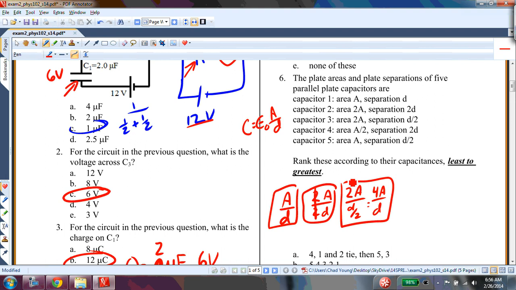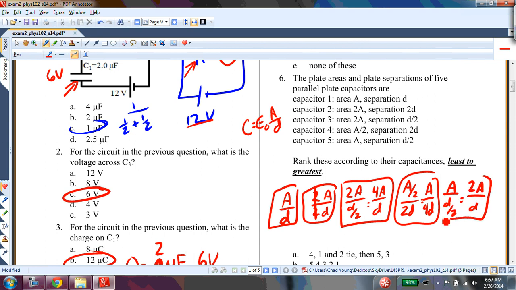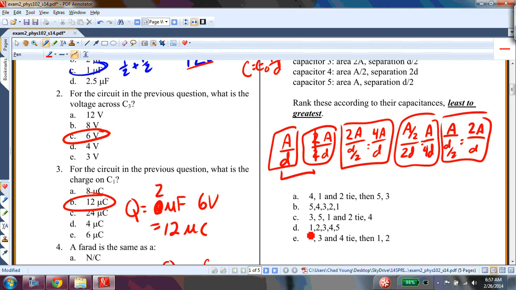The fourth one is A over 2 over 2d, which is equivalent to A over 4d. And then the last one is A over d over 2, which is 2A over d. All right, 1 and 2 are identical and tie, so we can get rid of some options here. That one goes away, that one goes away, and that one goes away. Only A and C list 1 and 2 as tying.